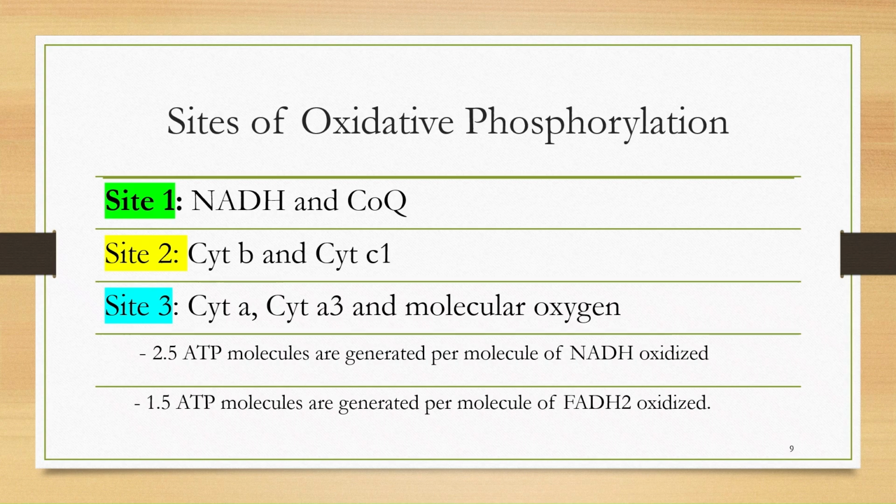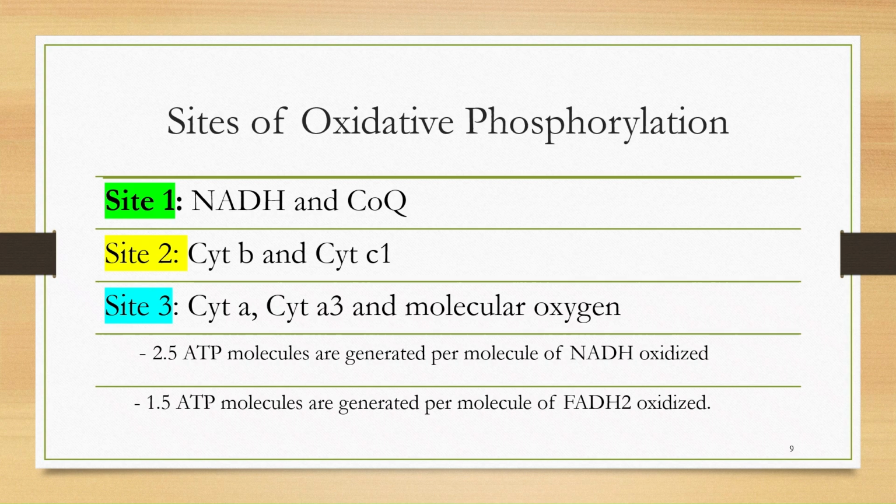The same for site 3. At the level of complex 4, cytochrome A and cytochrome A3, the movement of electrons to the final acceptor of electrons, which is oxygen. This particular movement releases free energy that is able to pump protons from the matrix into the intermembrane space.